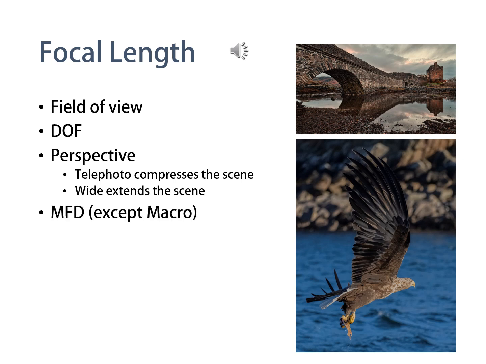With the exception of macro lenses, the shorter the focal length of the lens, the closer the minimum focus distance is. In the case of the 1200mm lens shown on the previous slide, the minimum focus distance was 4.3 meters, whereas the 8mm fisheye has a minimum focus distance of just 0.3 meters.